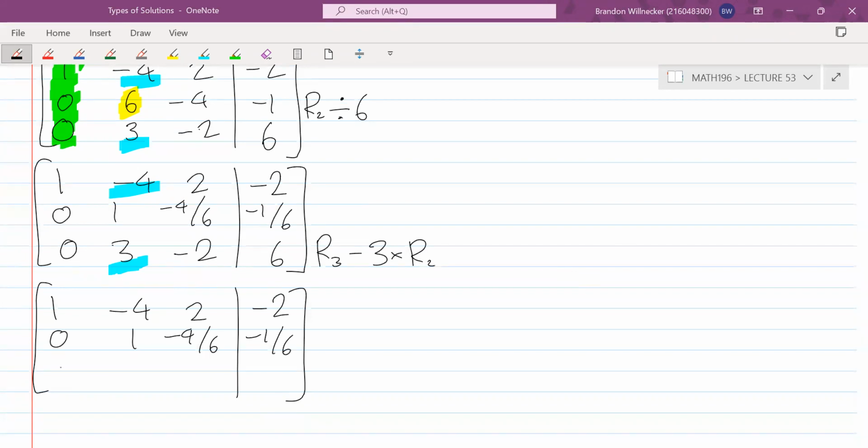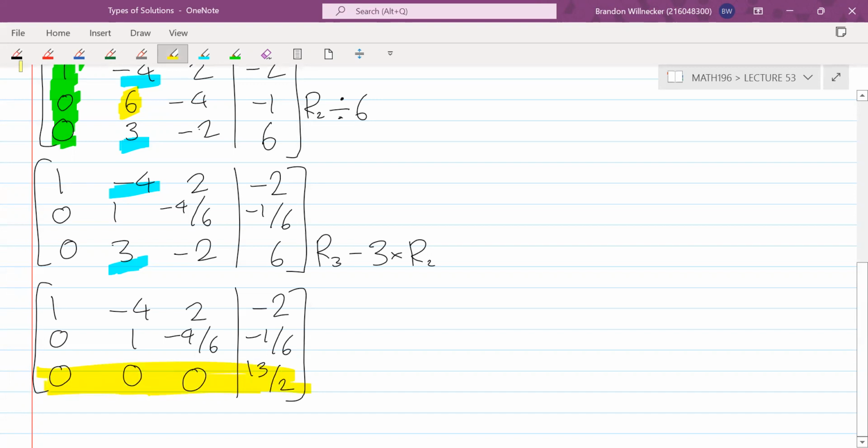Then we get 0. 3 minus 3, that's 0. Minus 2 minus 3 times minus 4 over 6, that's going to be 0. And then 6 minus 3 times minus 1 over 6, that's going to be 13 over 2. Okay, so we see that we have a problem here. Let's just highlight that in this last row.